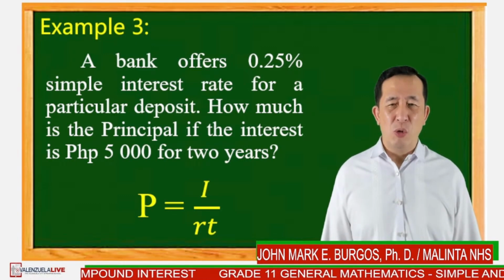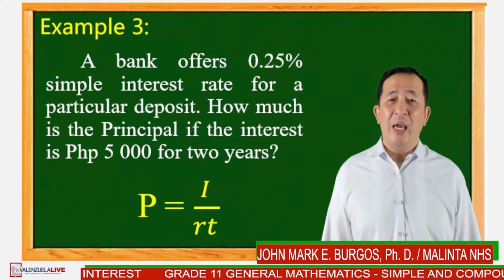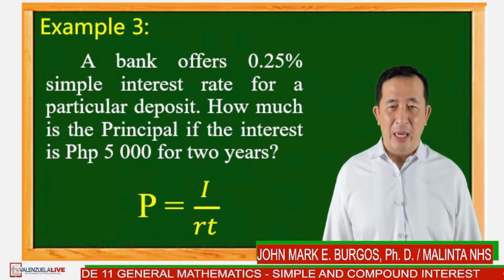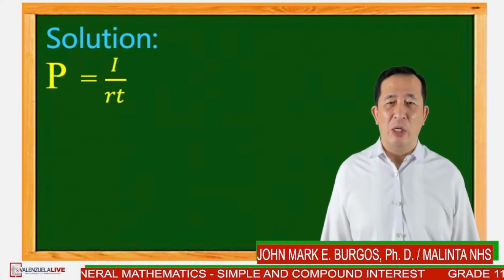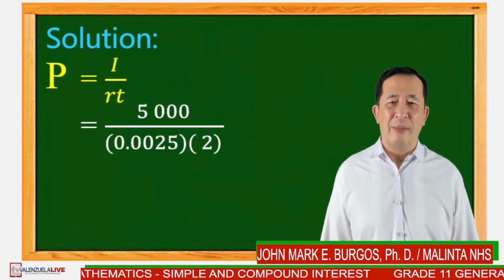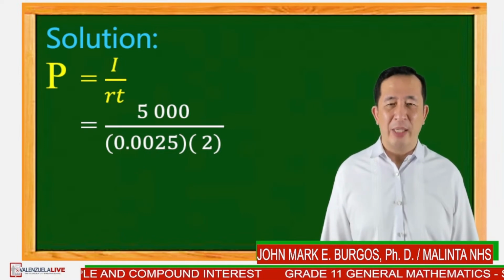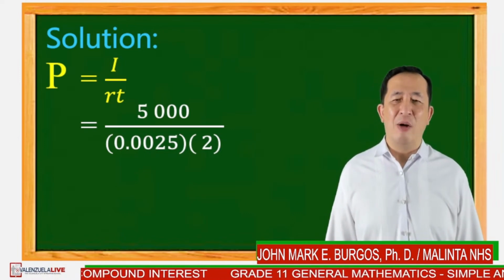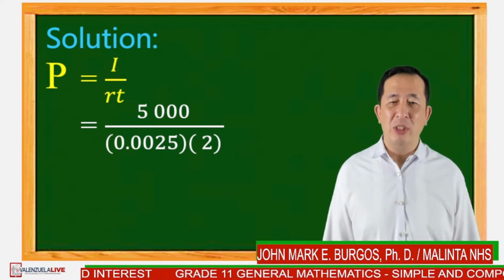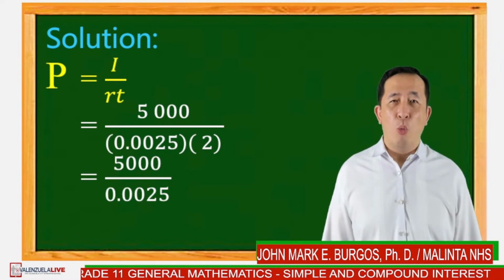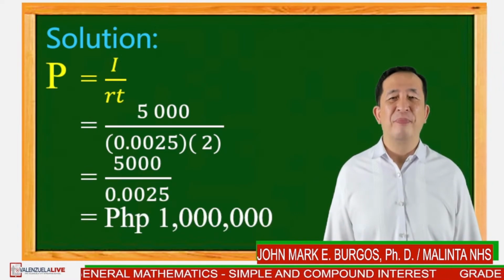To find the solution, we have P is equal to I divided by R times T, and to substitute the values, we have 5,000 divided by 0.0025 times 2, or 5,000 divided by 0.0025. The principal will be 1 million pesos.